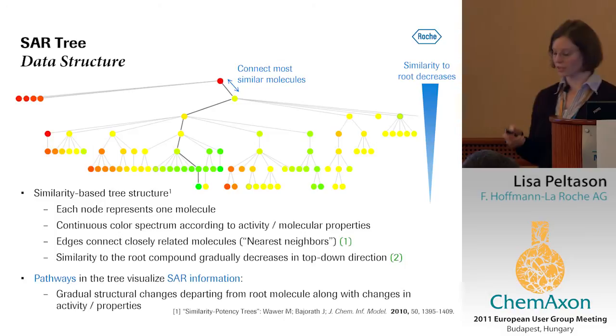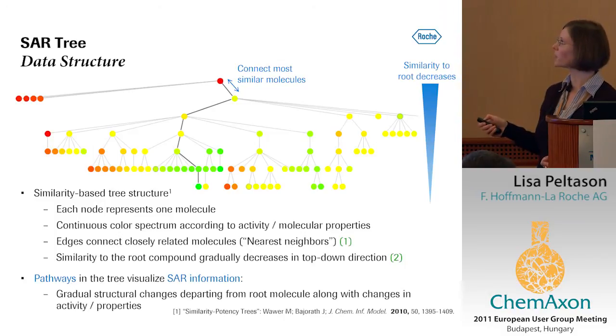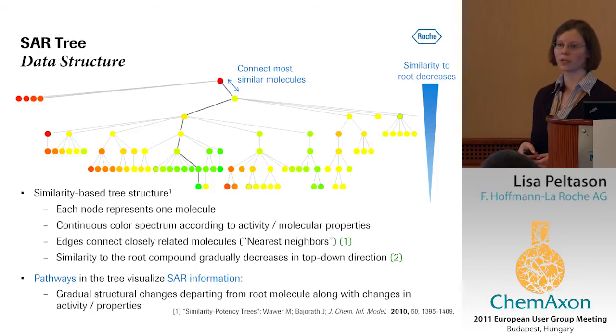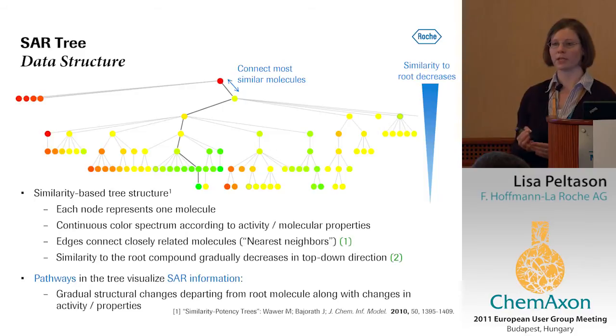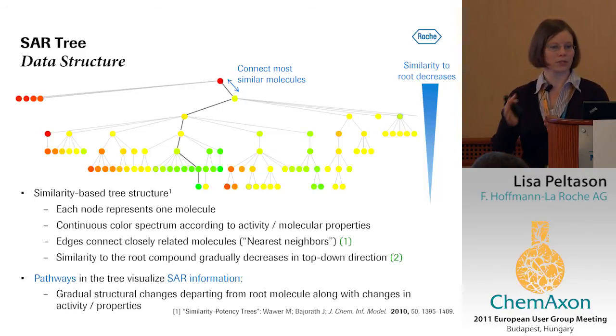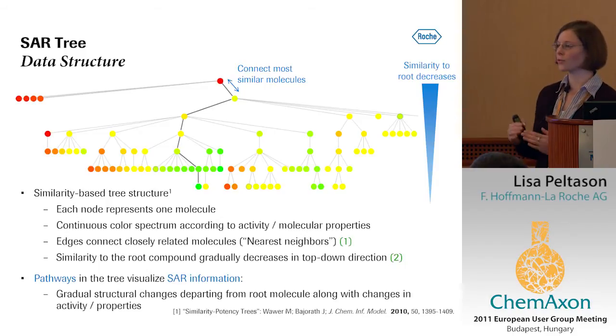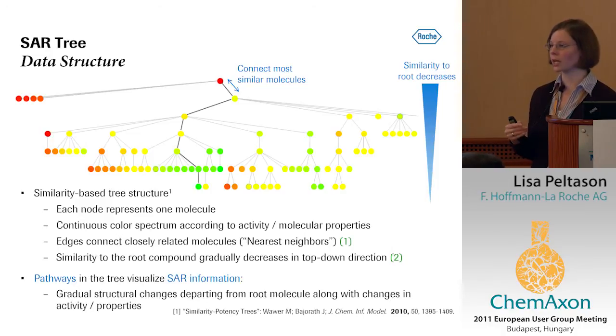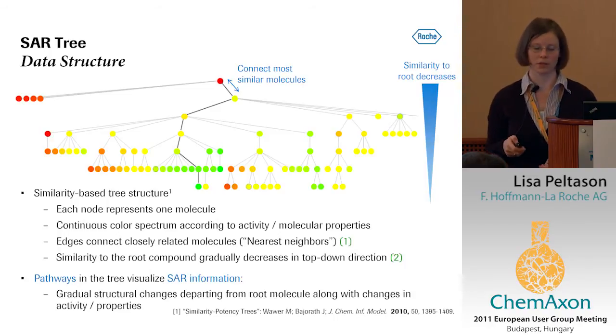When we navigate such a tree, we look at the pathways starting at the root and ending at a specifically selected molecule. Those pathways convey SAR information because they denote sequences of molecules that have gradually changing structures. If we combine that with looking at potency or any other properties, we can directly visualize what happens when we modify a certain structure. I will show some examples later on, so that should become clear.